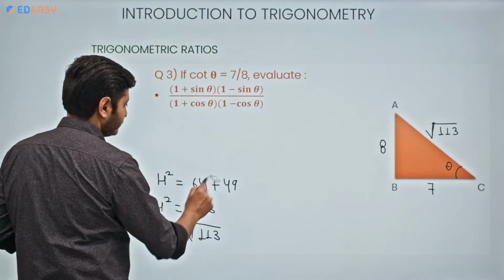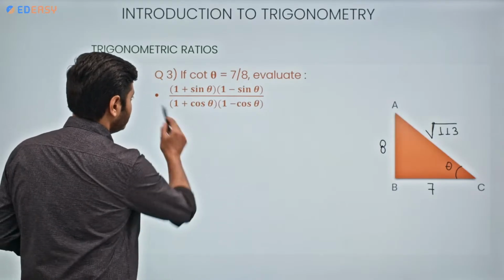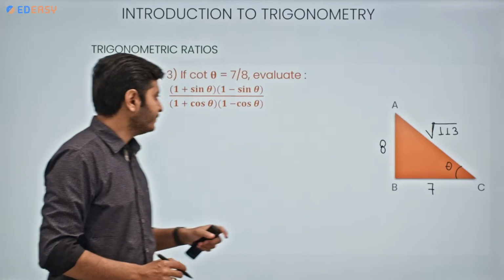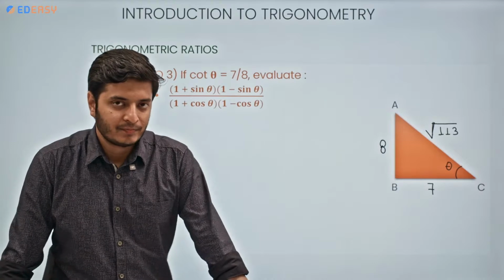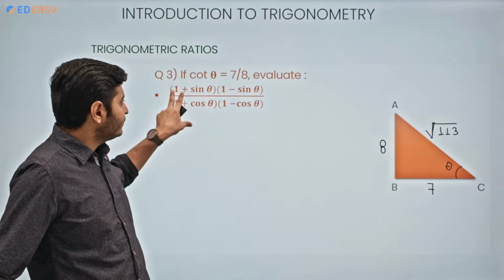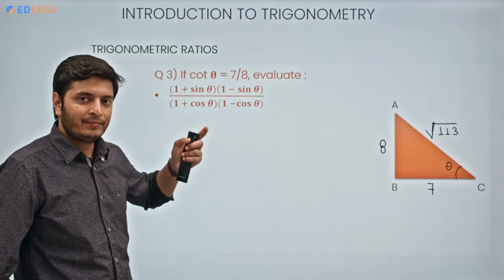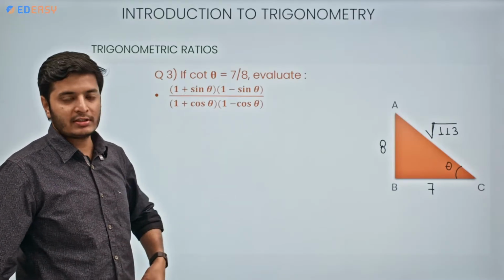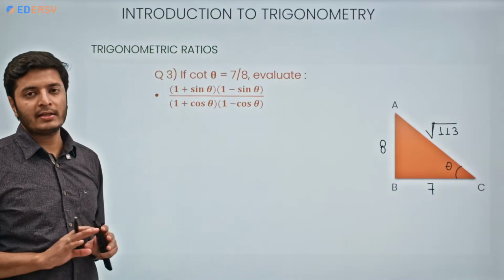Base, perpendicular, hypotenuse. And we need to finally find the value of this: 1 plus sine theta into 1 minus sine theta divided by 1 plus cos theta into 1 minus cos theta. There are two ways. Either I can directly multiply them. How? Because this looks like a plus b into a minus b, correct? A plus b into a minus b, identity, that will be equal to a square minus b square. Same goes for the denominator, there also this identity is applicable. Or we can put values first, then we can apply the identity.